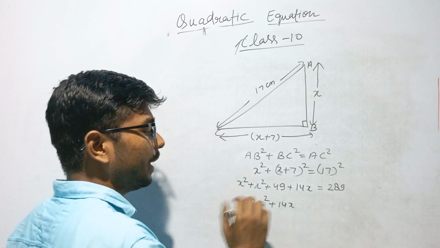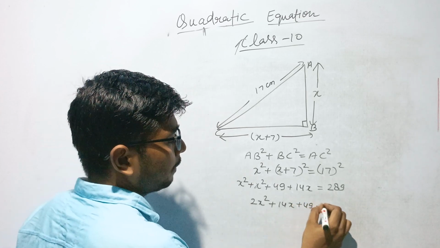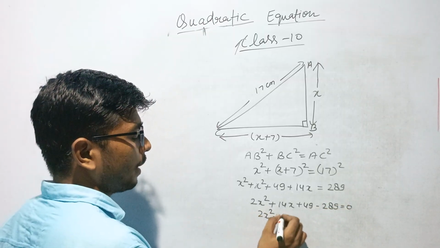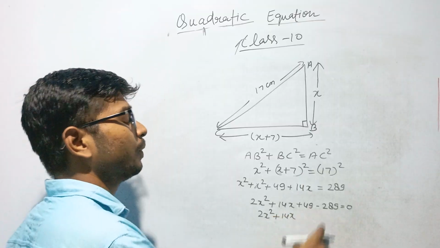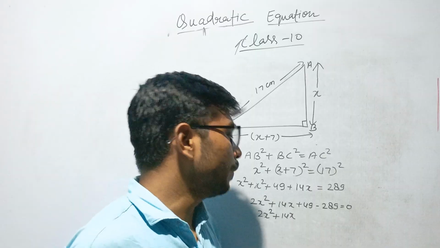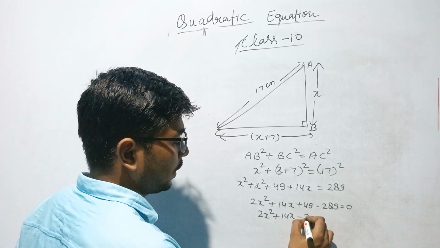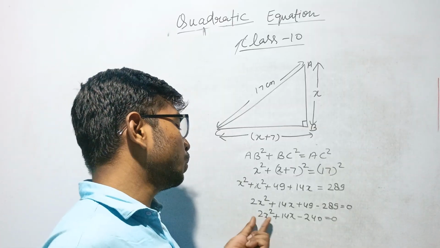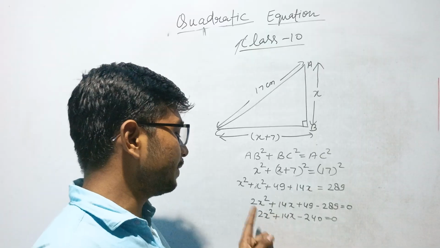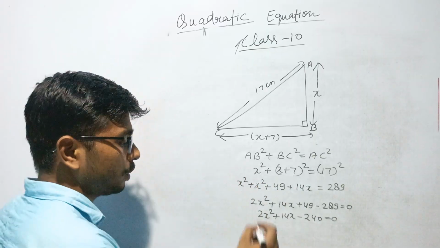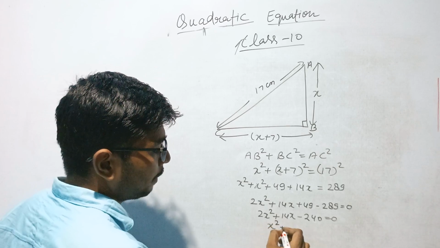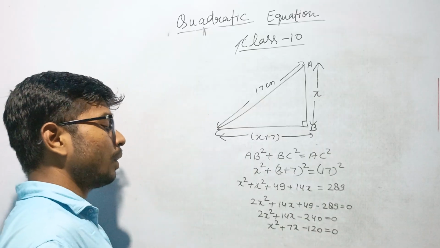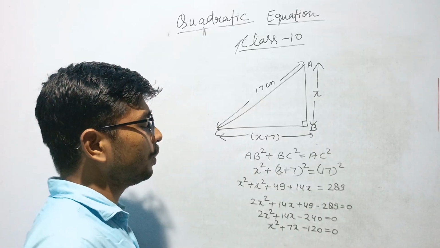Now bring this 289 to the left side. So 49 minus 289 is equal to 0. 2x square plus 14x. Subtract this 289 from 49, so you will get minus 240. Okay, see, in every term 2 is common. Otherwise we can take 2 common or divide by 2. Okay, so divide by 2. So x square plus 7x minus 120 is equal to 0.